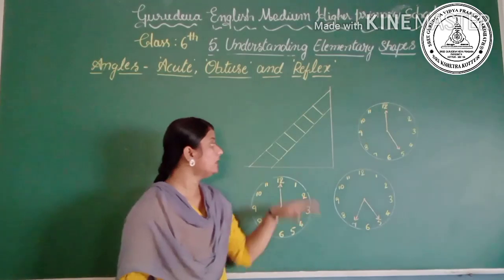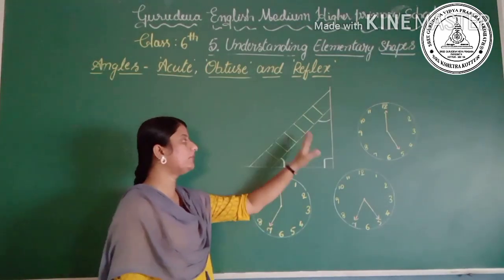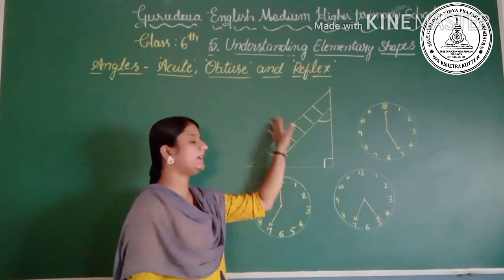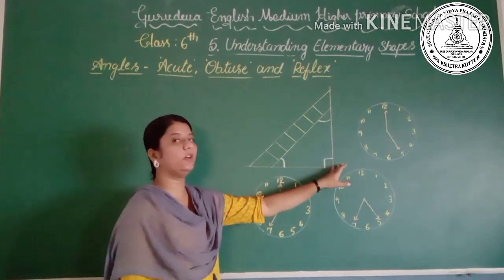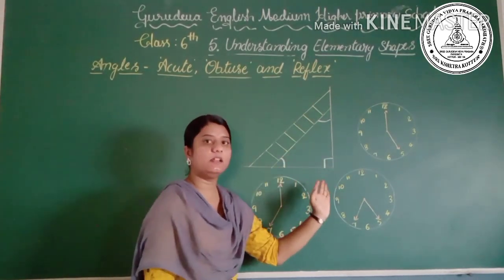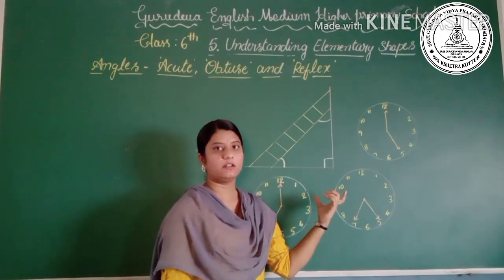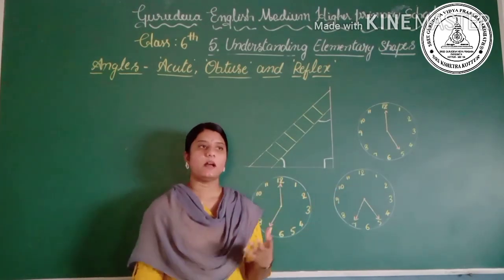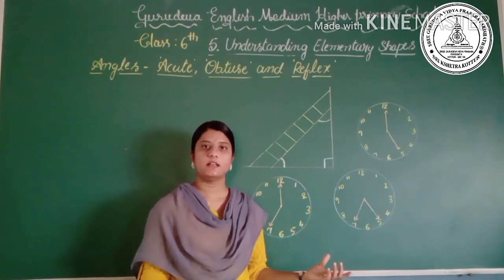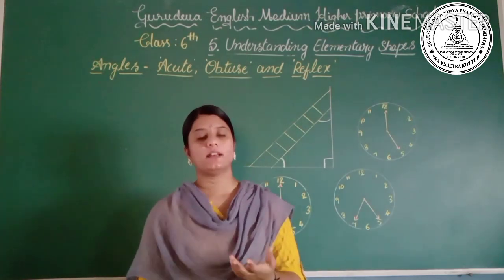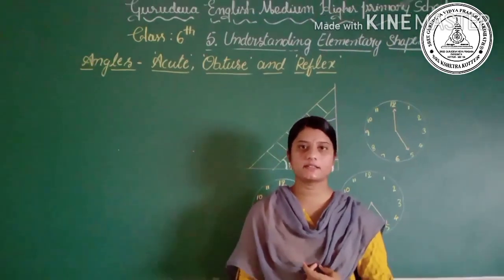You see here the angle made by the ladder with the wall. So it is the wall, it is the ladder. The angle made by the ladder with the wall is neither a right angle nor a straight angle, right? Do you think there are angles smaller than the right angle? And do you think there are angles greater than the right angle?